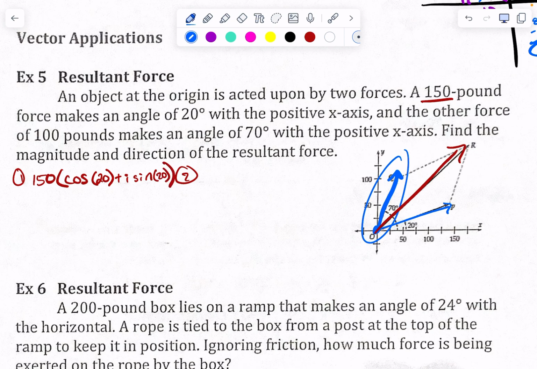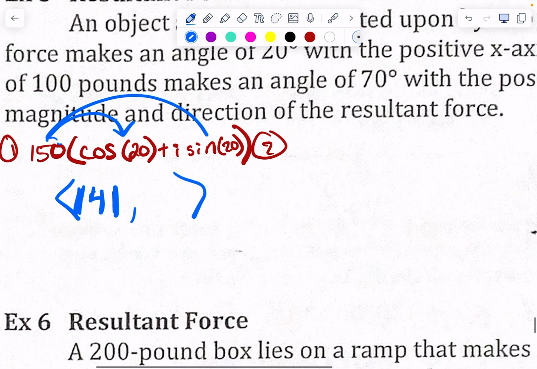Let's do component form of him. What's 150 times cosine of 20? 141. Okay, point something. 141. Okay, cool. What's 150 sine of 20? 150 times sine of 20. 51.3. Okay, so that's the component form of the first vector.